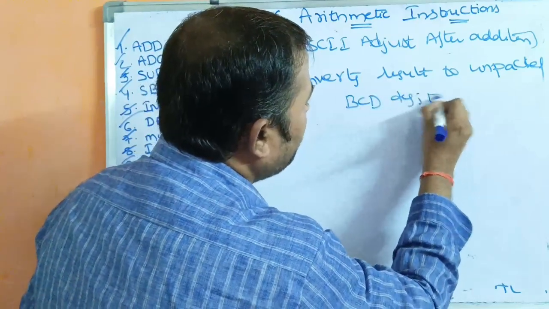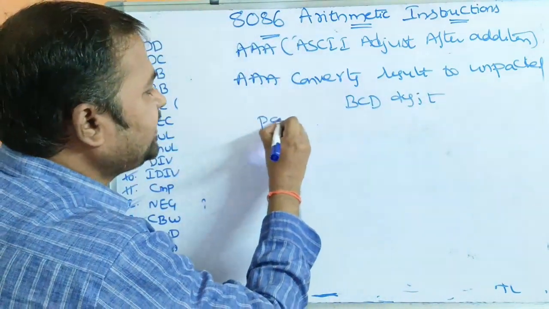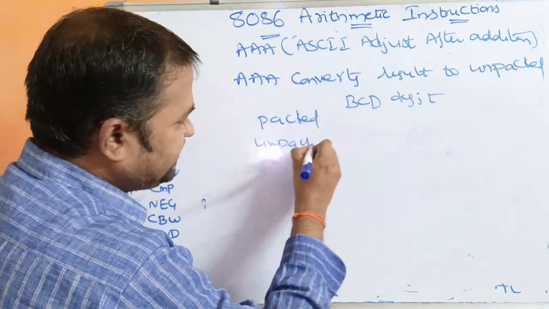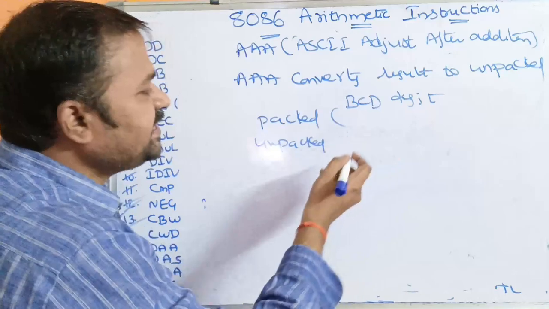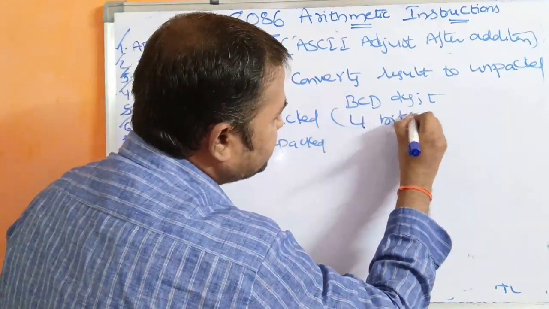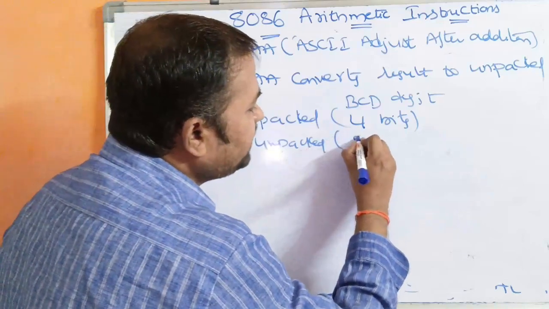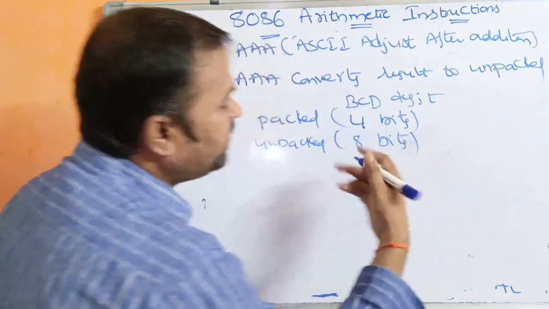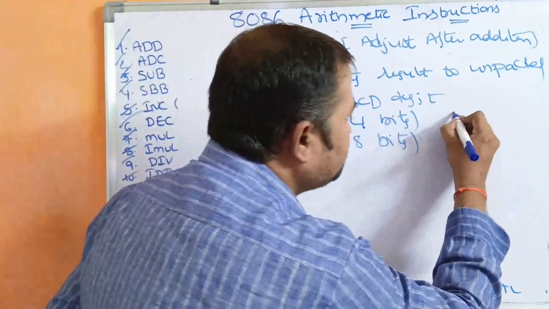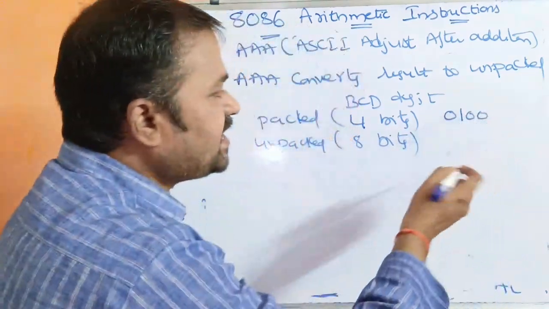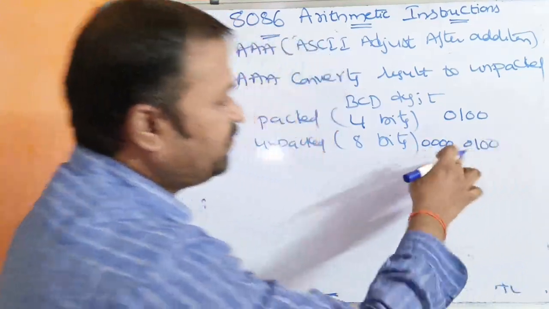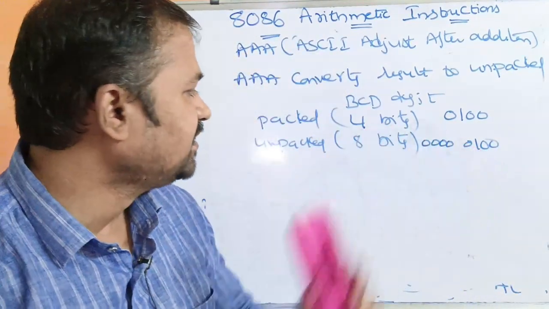Here we have two types of digits: packed BCD digits and unpacked BCD digits. Packed digit means that in order to represent the number, we need 4 bits, whereas unpacked means we need 8 bits. If we take 4, packed means 0100, whereas unpacked means 4 zeros followed by 0100. We can represent the number by using 8 bits.